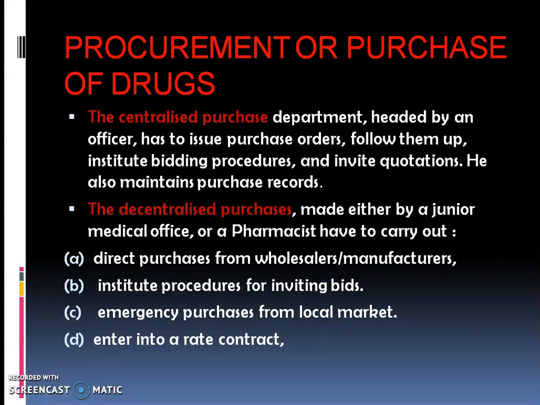Procurement or purchase of drugs. The centralized purchase department, headed by an officer, has to issue the purchase orders, follow them up, institute bidding procedure, and invite quotations. He also maintains purchase records. Then how is procurement or purchase of a drug done in decentralized purchase? It is done either by the junior medical officer or a pharmacist. The first step is direct purchase from the wholesaler or manufacturer. Second, institute procedure for inviting bids, emergency purchase from the local market, or enter into a rate contract.